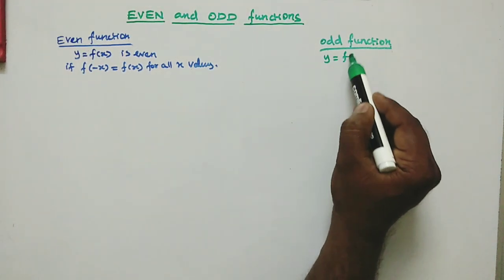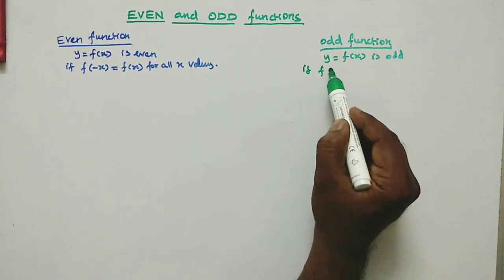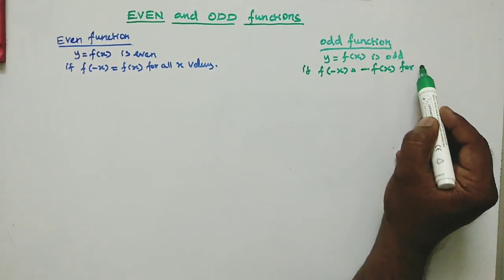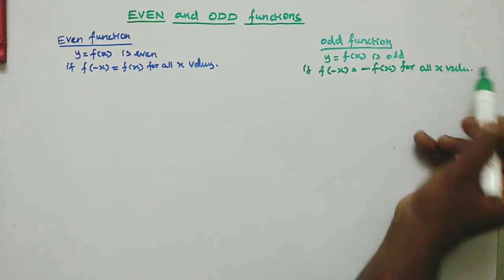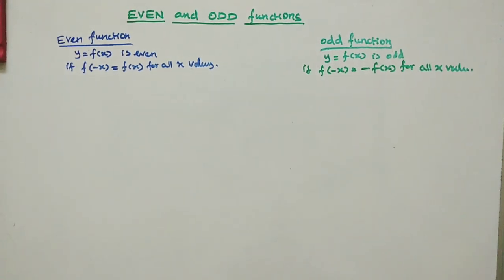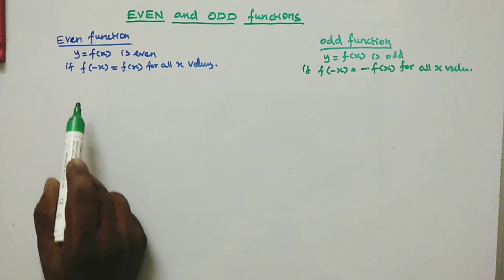Similarly, we can write the odd function also. y equal to f of x is odd if f of minus x is equal to minus f of x for all x values. So this equation expresses the odd function. Now we can verify these two equations by using a couple of graphical diagrams for each.